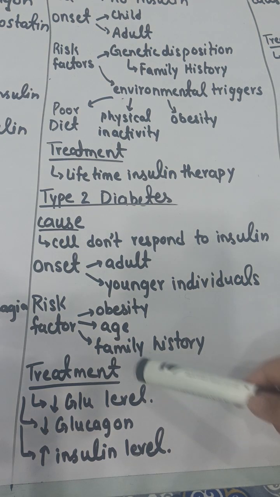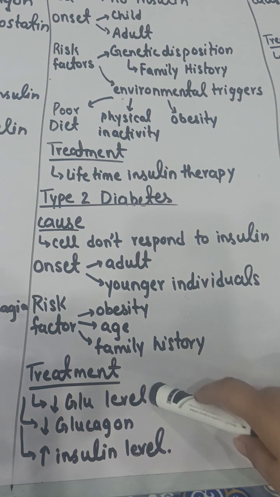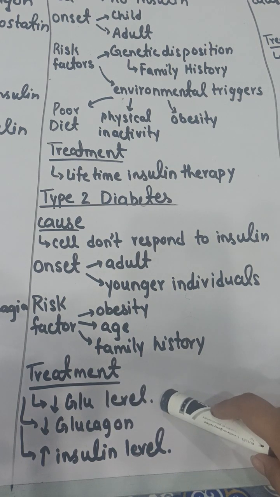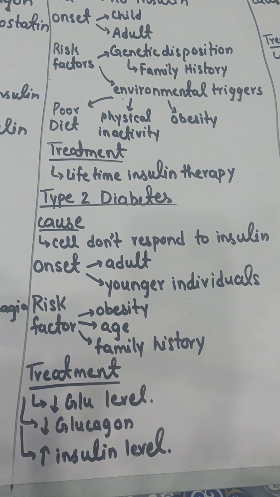Let's discuss its treatment. Its treatments include various kinds of injections and oral therapies. And what is the function of all of these oral therapies? Actually, all of these therapies will focus on decreasing your glucose level, decreasing the glucagon level, and increasing the levels of insulin. Glucagon is produced by the alpha cells of the pancreas.